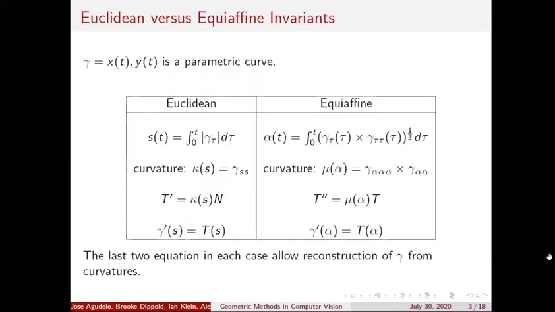Invariants in the Euclidean and equiaffine cases lead to the reconstruction of the curve from curvature. In the table, the first row shows the group's respective arc length parameterizations. The following row shows the relationship between parameterized curvatures and gamma. The last two equations allow for the reconstruction of gamma. For the Euclidean case, the tangent vector can be reconstructed with a first-order ordinary differential equation relatively easily. Then it can be integrated to find gamma.